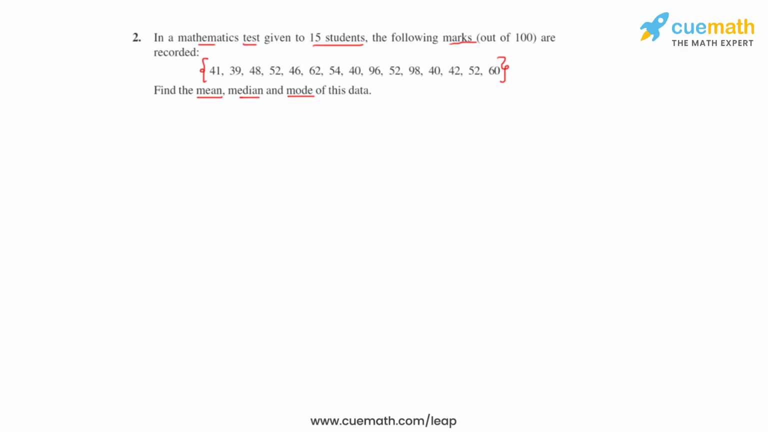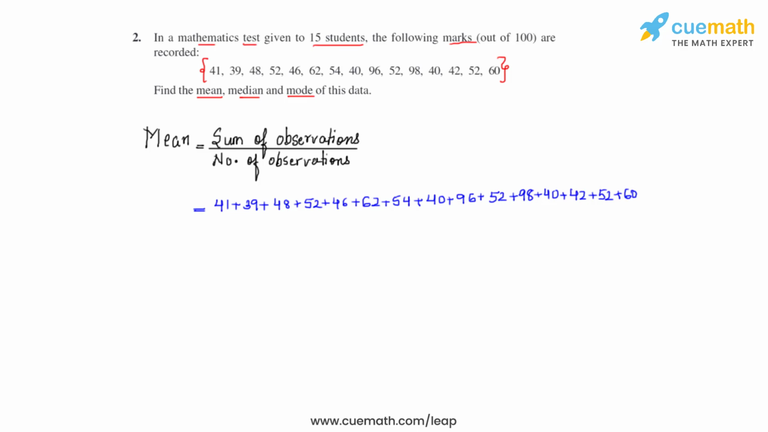We will start by finding the mean, for which the formula is sum of observations divided by the number of observations. To get the sum of observations, we add the marks of all 15 students and we will have to divide it by 15 as the number of students are 15. On addition, we get the sum as 822, which is to be divided by 15. On division, we get the answer as 54.8, which is the mean of the given data.